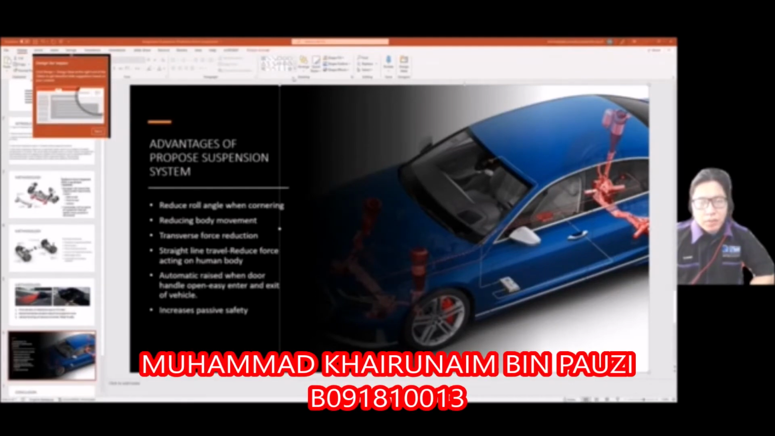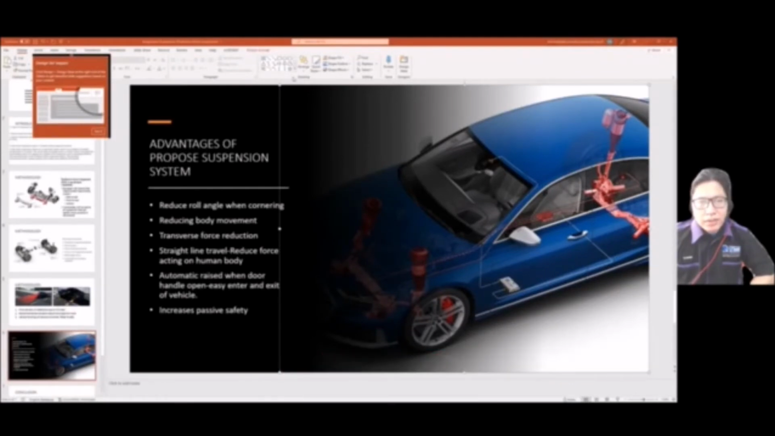I'm going to explain about the advantages of proper suspension, which is predictive active suspension. Firstly, the suspension system reduces roll angle to 2 degrees, while standard suspension has more than 5 degrees roll angle. Second, the system has the ability to identify uneven surfaces before they are reached, after which the system will regulate the actuator and actively adjust the suspension. This will result in reducing body movement.